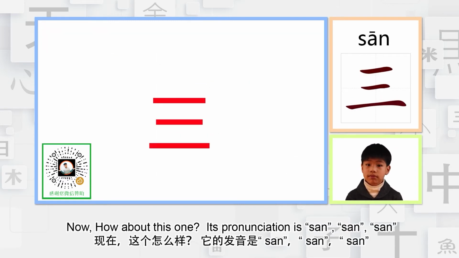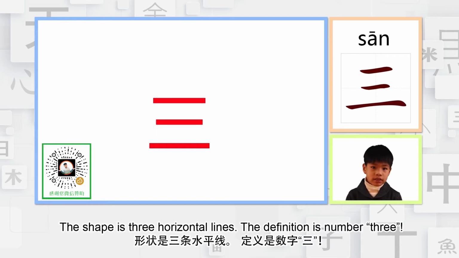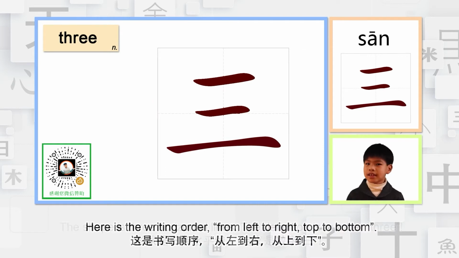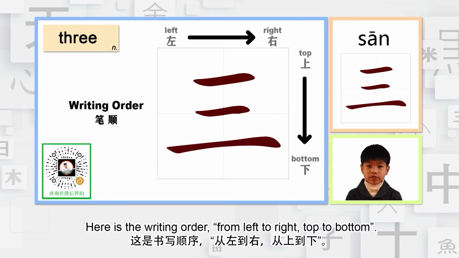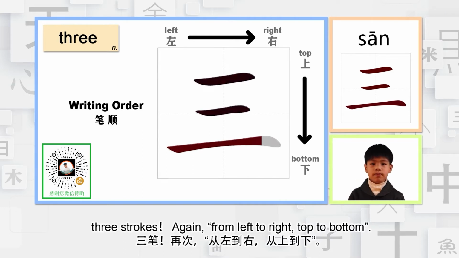Now, how about this one? It's pronounced as san. The shape is 3 horizontal lines. The definition is number 3. Here is a writing order. From left to right, top to bottom, 3 strokes. Again, from left to right, top to bottom.